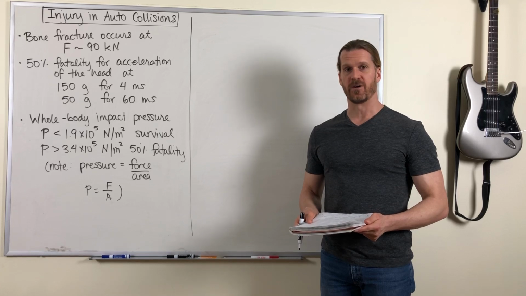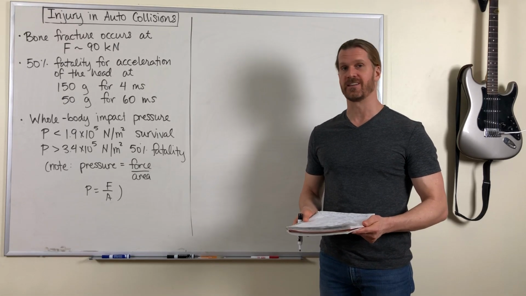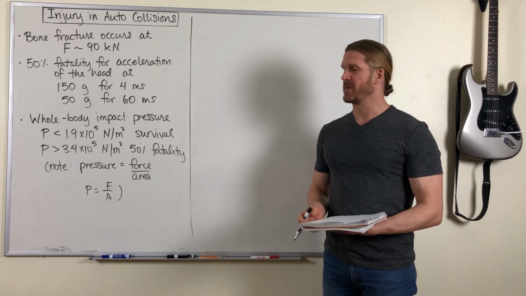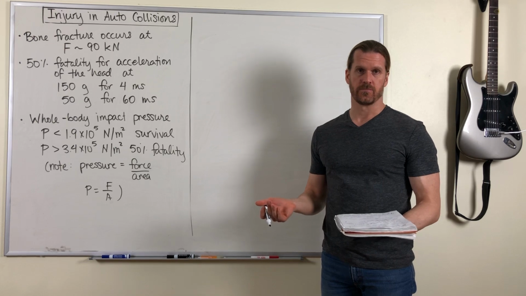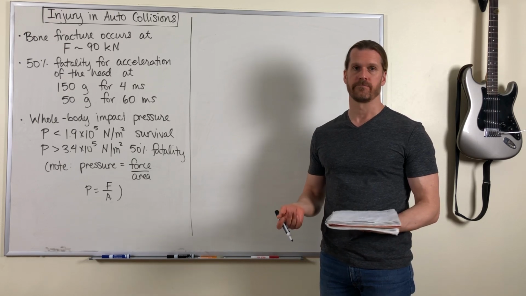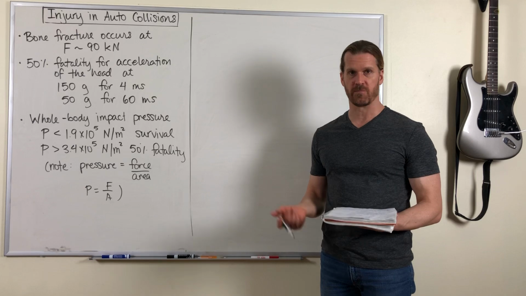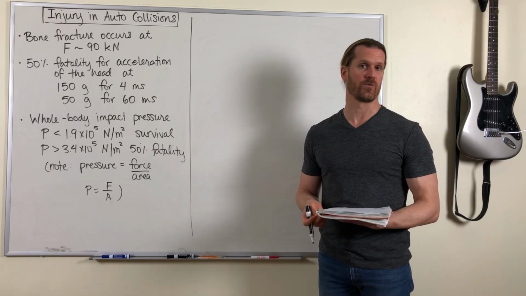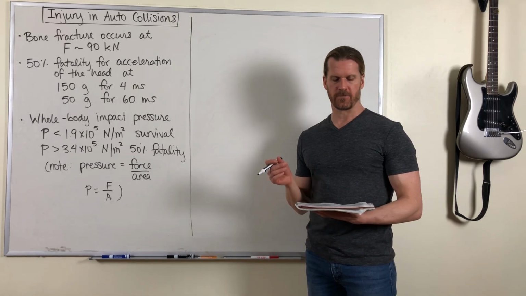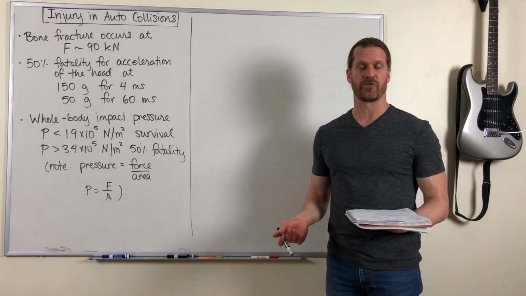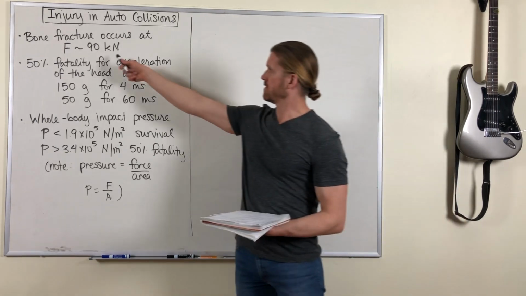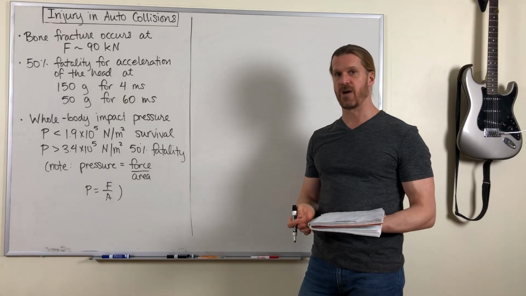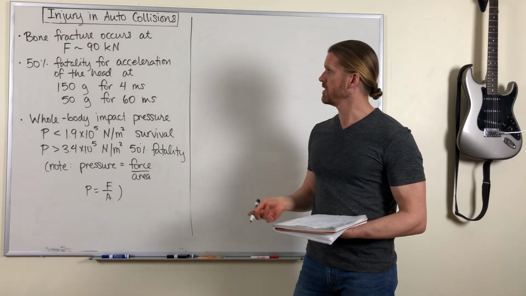Let's use what we've learned about momentum and impulse to study injuries in automobile collisions. Now, the main injuries that occur in car crashes are trauma injuries, like brain damage, bone fracture, and damage to the skin and internal organs. And it's been experimentally determined that bones fracture when they experience a force of about 90,000 newtons, 90 kilonewtons.